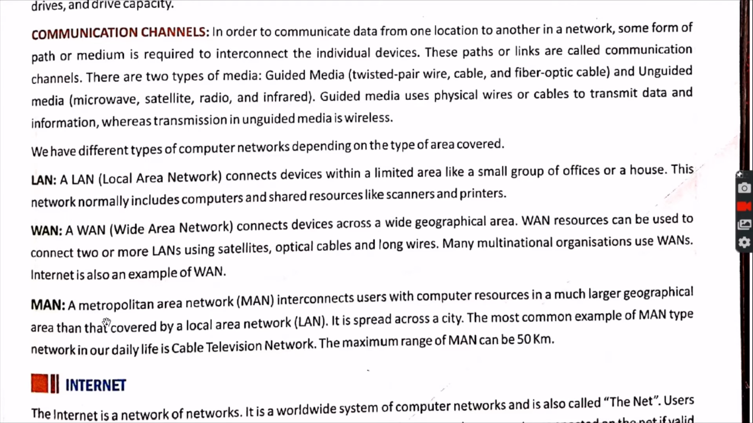for example, police stations are interconnected with the computer. Then the offices, the blocks of government offices are interconnected with the computer. So the whole network of the city or town is known as metropolitan area network. You can remember the definition: a metropolitan network interconnects users with computer resources in a much larger geographical area than that covered by the local area network. It spreads across a city.